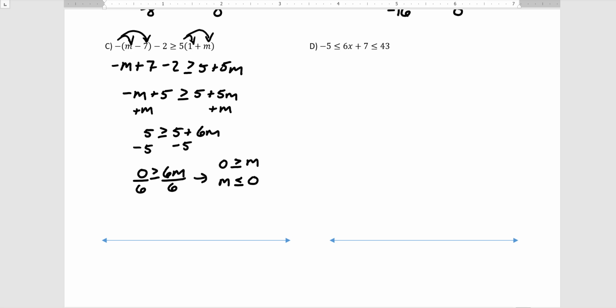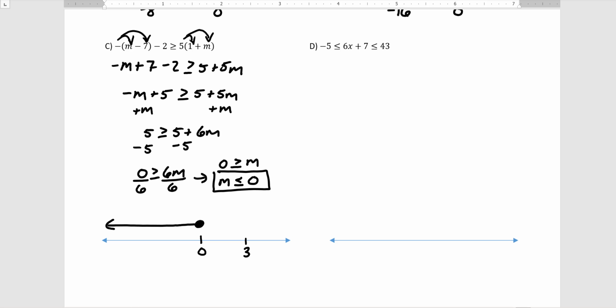Let's graph that on the number line. There's my solution. Let's do all the things we can to it. So m is less than or equal to 0. I'm going to go ahead and plot 0. Like I said, I like to plot another value, so here's 3. If m is less than or equal to 0, I'm going to have that closed circle above 0. And then since it's less than or equal to, I'm going to be going to the left.